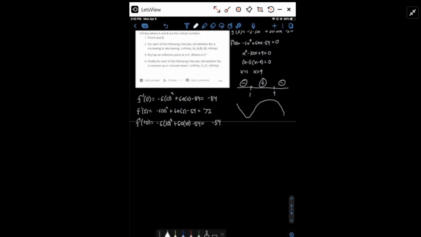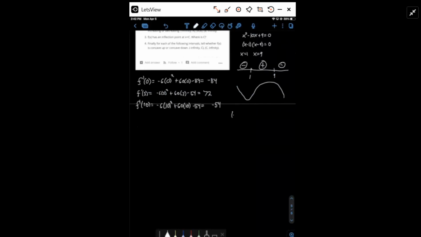1 and 9 are the points where there is either a minimum or a maximum. So on the interval negative infinity to 1, it is decreasing. On the interval, union between 1 and 9, the function is increasing. Union between 9 and infinity, the function is decreasing.